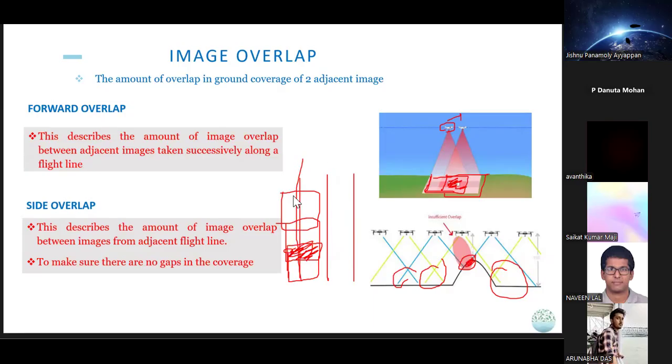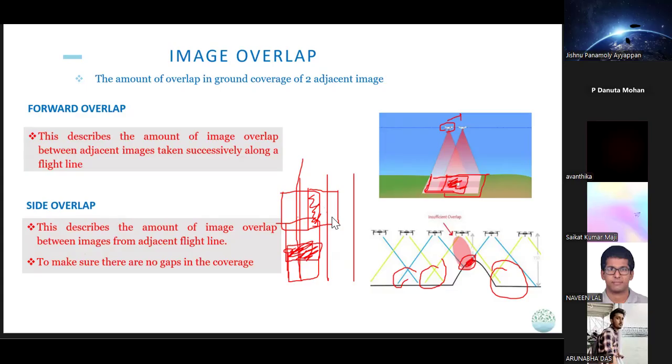And when the drone takes a rotation and comes along, it again captures images here. This portion is known as side overlap. That is, this describes the amount of image overlap between images from adjacent flight lines. It is the overlap between this flight line and this flight line.